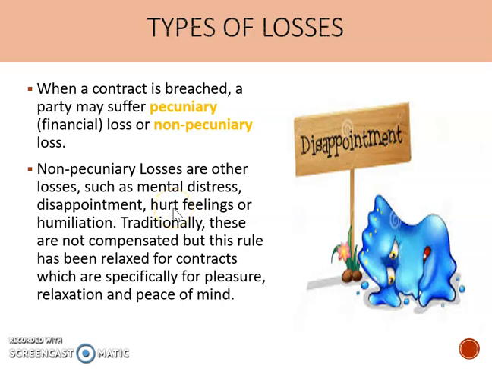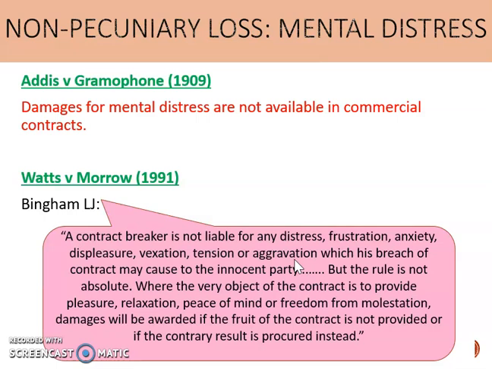Traditionally, you couldn't get any damages for these under contract law, but the rules have been relaxed somewhat for contracts which were taken out specifically for pleasure, relaxation and peace of mind. So for non-pecuniary loss in contract law, the general rule is that you can't claim for mental distress alone. And that comes from the case of Addis v Gramophone from 1909, where the court clearly said that damages for mental distress are not available in commercial contracts.